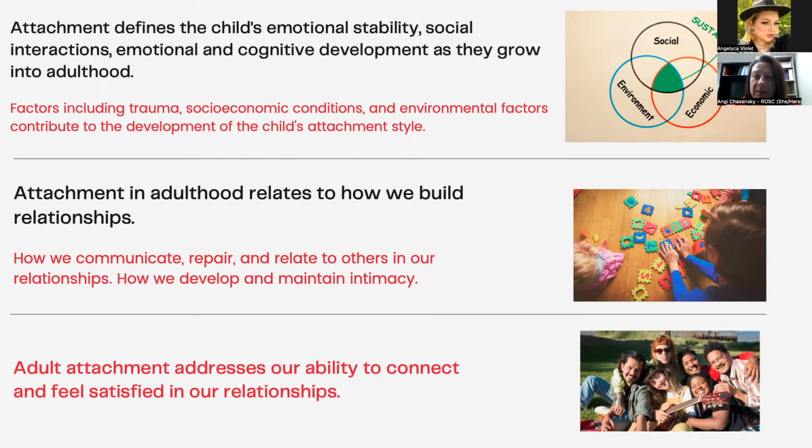As you can see in this image on the right-hand side, the intersectionality between the social, environmental, and economic, the sustainability right there in the center, can either sustain positive attachment styles or reinforce negative attachment styles. Attachment in adulthood relates to how we build relationships, how we communicate, repair, and relate to others, how we develop and maintain intimacy. Adult attachment addresses our ability to connect and feel satisfied in our relationships.